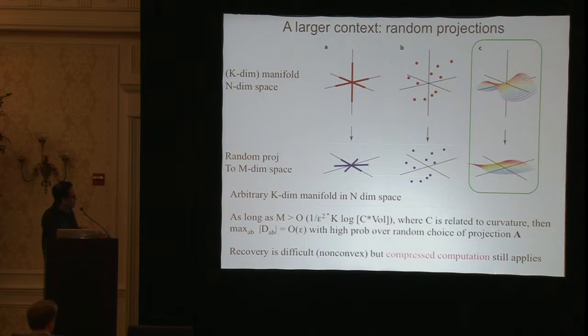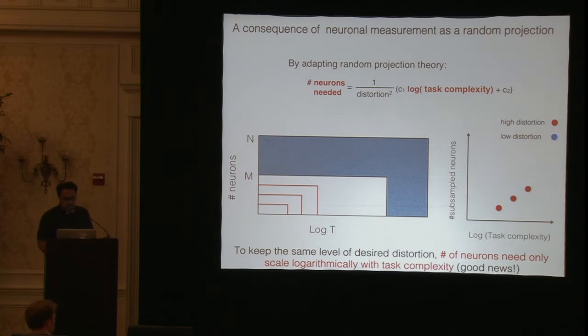And this, we go down to about 100 neurons. And so we can compute, essentially, the distortion that we should expect to receive. And interestingly, the volume times the curvature essentially boils down to, if you translate into our notation, the neural task complexity. So essentially, random projection theory as a theory of neurophysiology makes a striking prediction. It says that the number of neurons should scale as 1 over this distortion squared times a logarithm of the task complexity. So how do we test this in neural data?